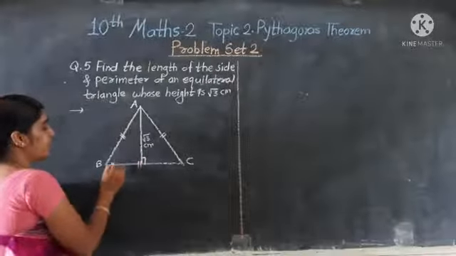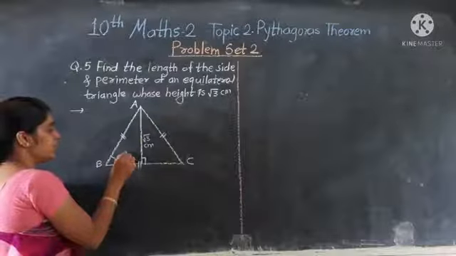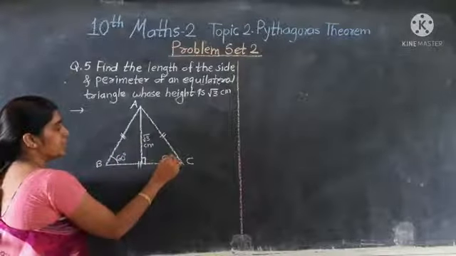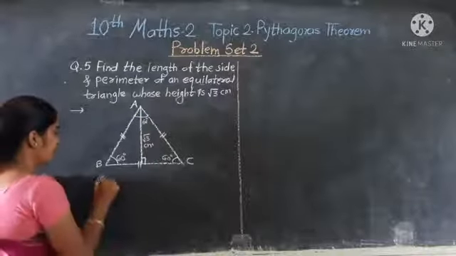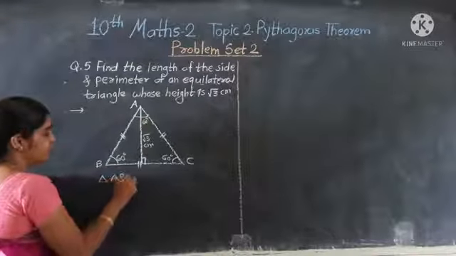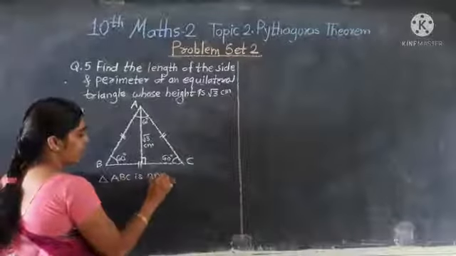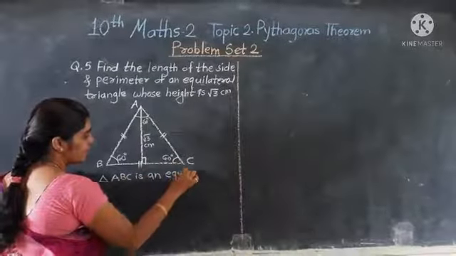This is 90 degree. Equilateral triangle, therefore each angle is 60 degree. This whole angle is 60 degree. See, triangle ABC is an equilateral triangle.